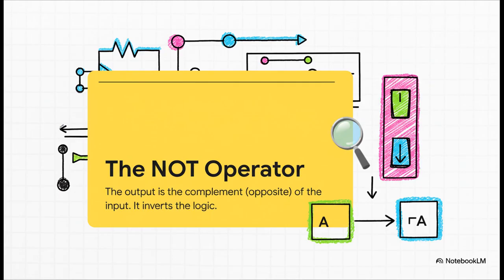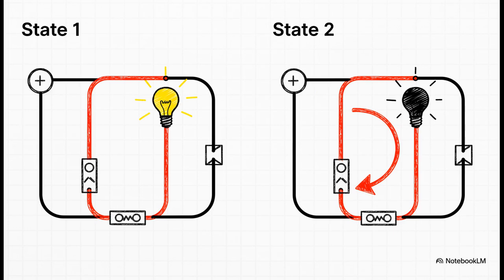And finally, we have the NOT operator. This one's the easiest of the bunch. It's just a logic inverter. It does exactly what it sounds like. It just flips the input to its opposite. Now, the circuit for this is actually pretty clever. The switch is in parallel with the bulb. So when the switch is open, the current has no choice but to go through the bulb, turning it on. But the second you close that switch, the electricity takes the path of least resistance, bypassing the bulb entirely and turning it off. It's a perfect physical example of logical inversion.